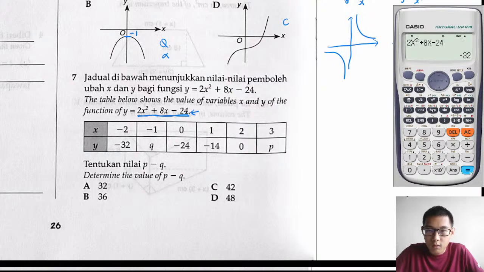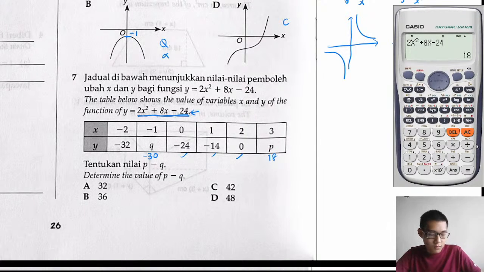Let's see, check whether answer correct or not. Answer is -32, yeah. If x is -1, it's -30. If 0 is -24, yeah, correct. If 1 is -14, yeah, correct. If 2 is 0, correct. When the x is 3, it's 18.